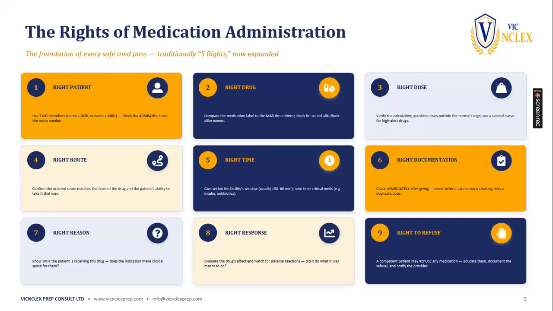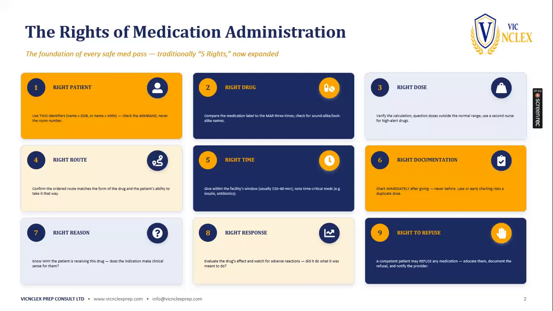And now the next one is the right response. After giving this medication, it is very, very important for you to evaluate the effect of that medication on that client, whether we're having a therapeutic effect. Therapeutic effect simply means a desired effect. Let's say, for instance, a patient is having a headache and they prescribe acetaminophen, and at the end of the day the patient says the headache stopped. This is a therapeutic effect.